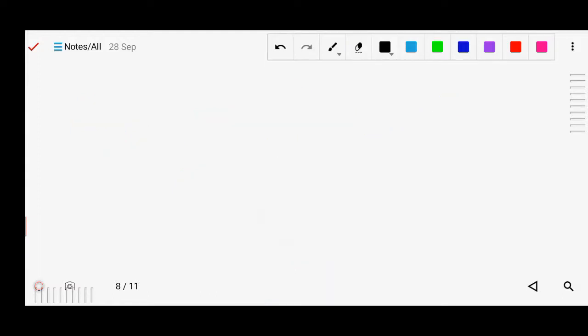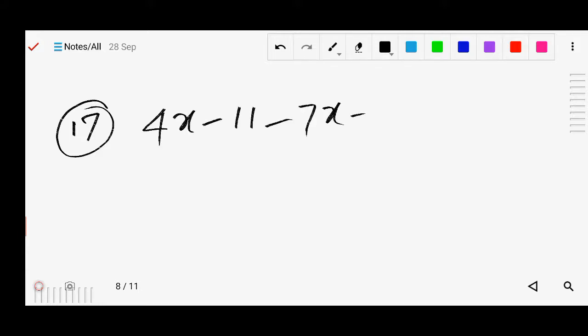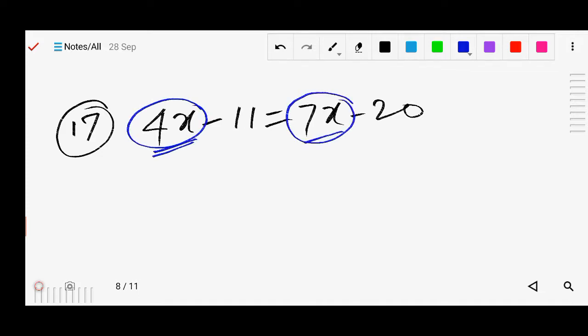So number 17, that is 4x minus 11 equals 7x minus 20. Okay, so similar types of terms you just keep together. Here is the 4x, and here is also 7x, and these two are the same type. 11 and minus 20 are the same type. So same-type terms you can shift to either the left side or the right side.